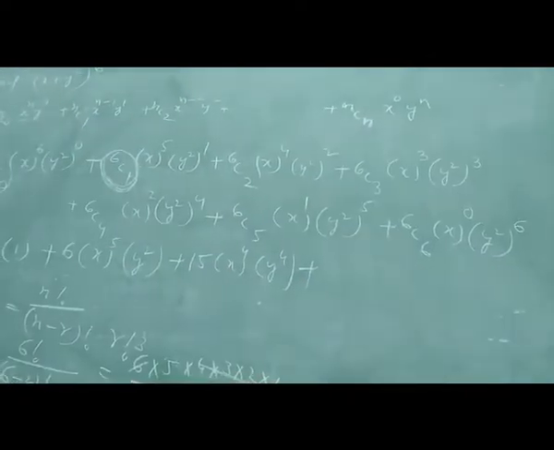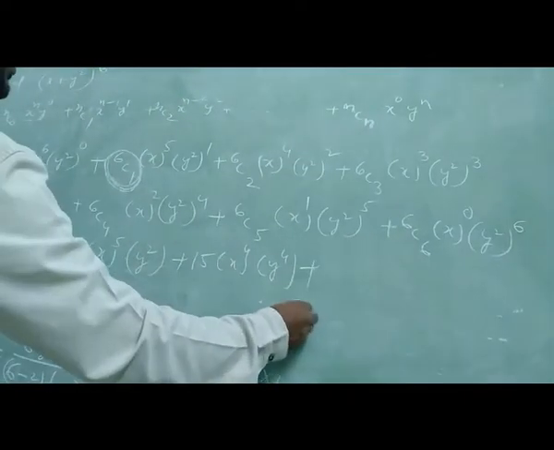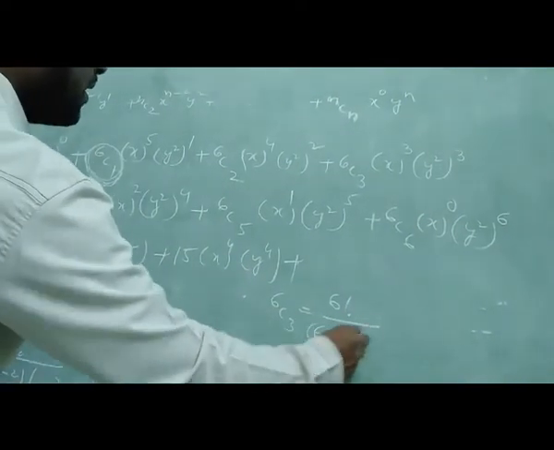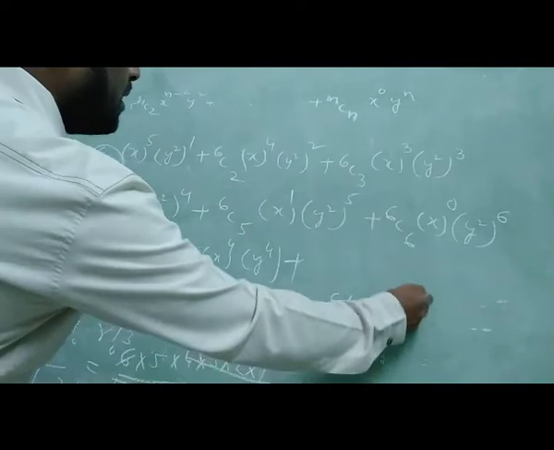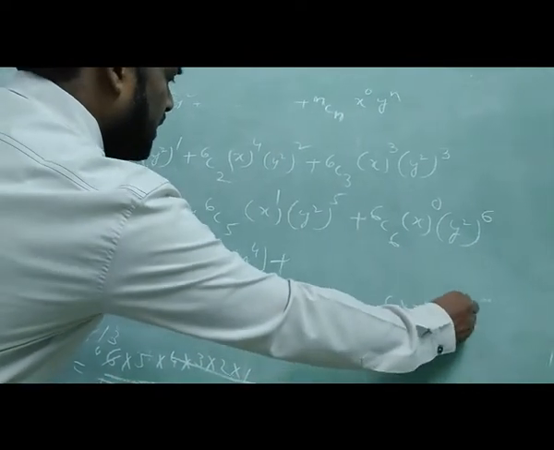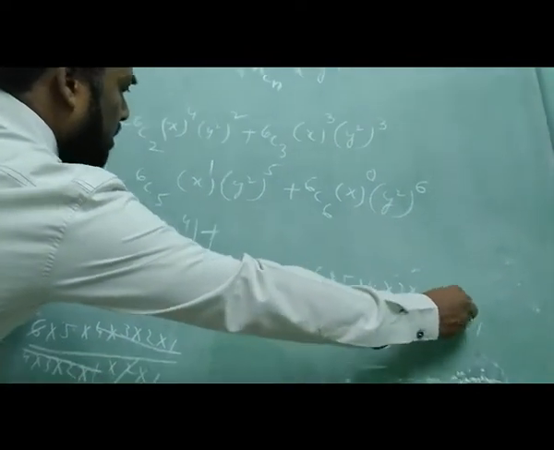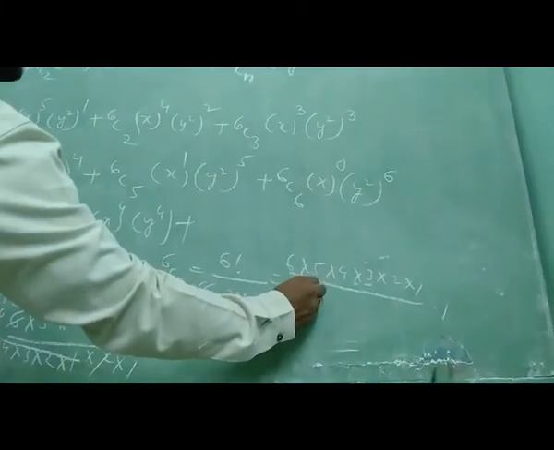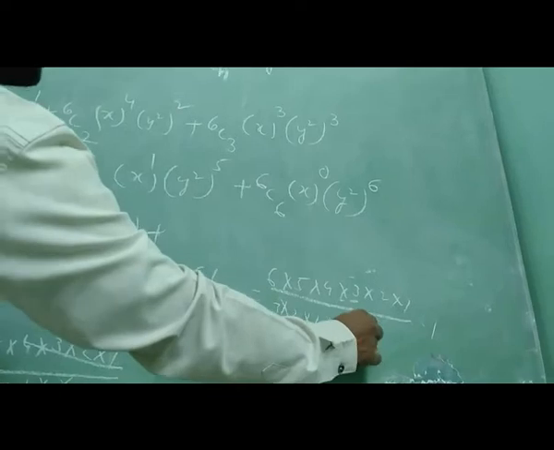6C3. So again apply nCr. 6C3 is 6 factorial by (6 minus 3) factorial into 3 factorial. 6 into 5 into 4 into 3 into 2 into 1 by 3 factorial, 3 into 2 into 1. Here also 3 into 2 into 1.